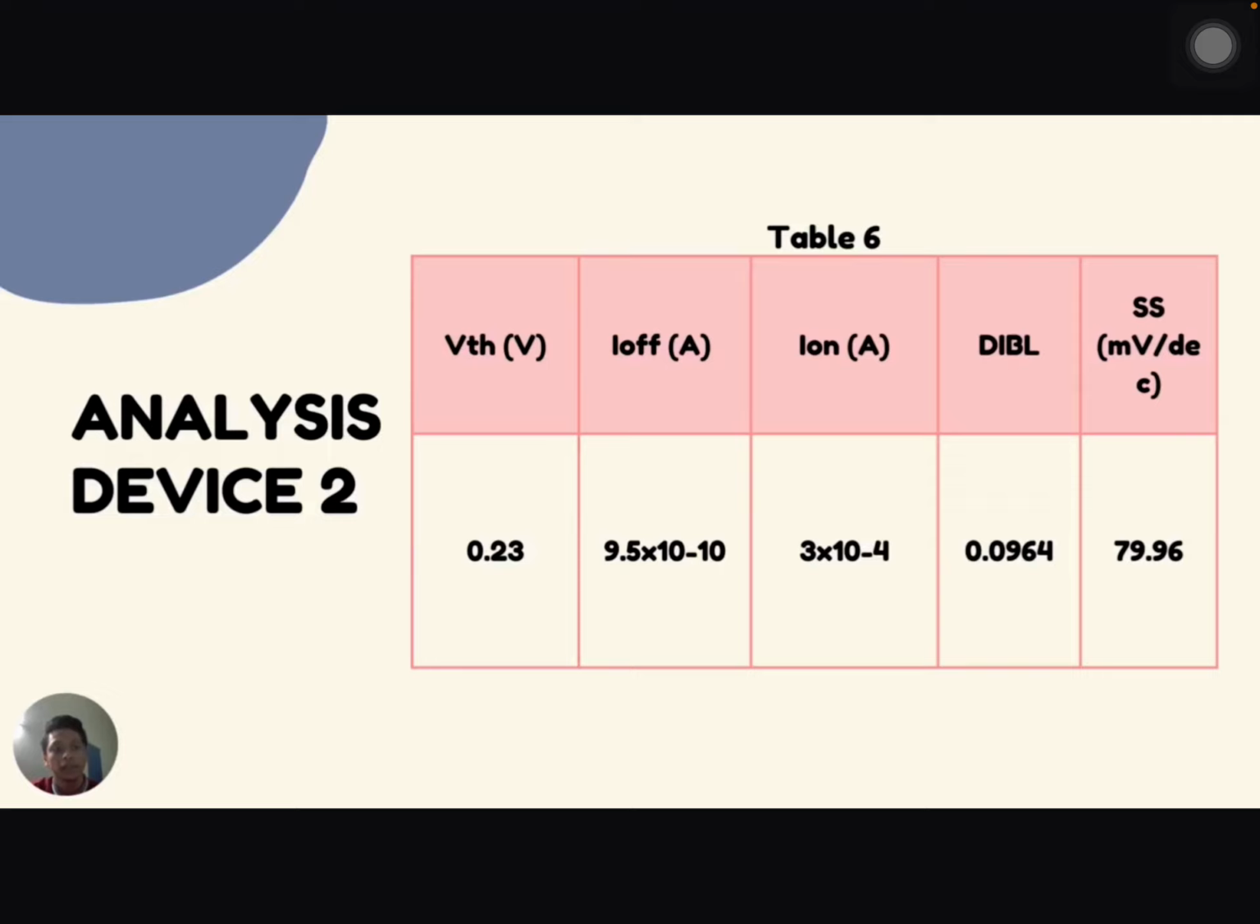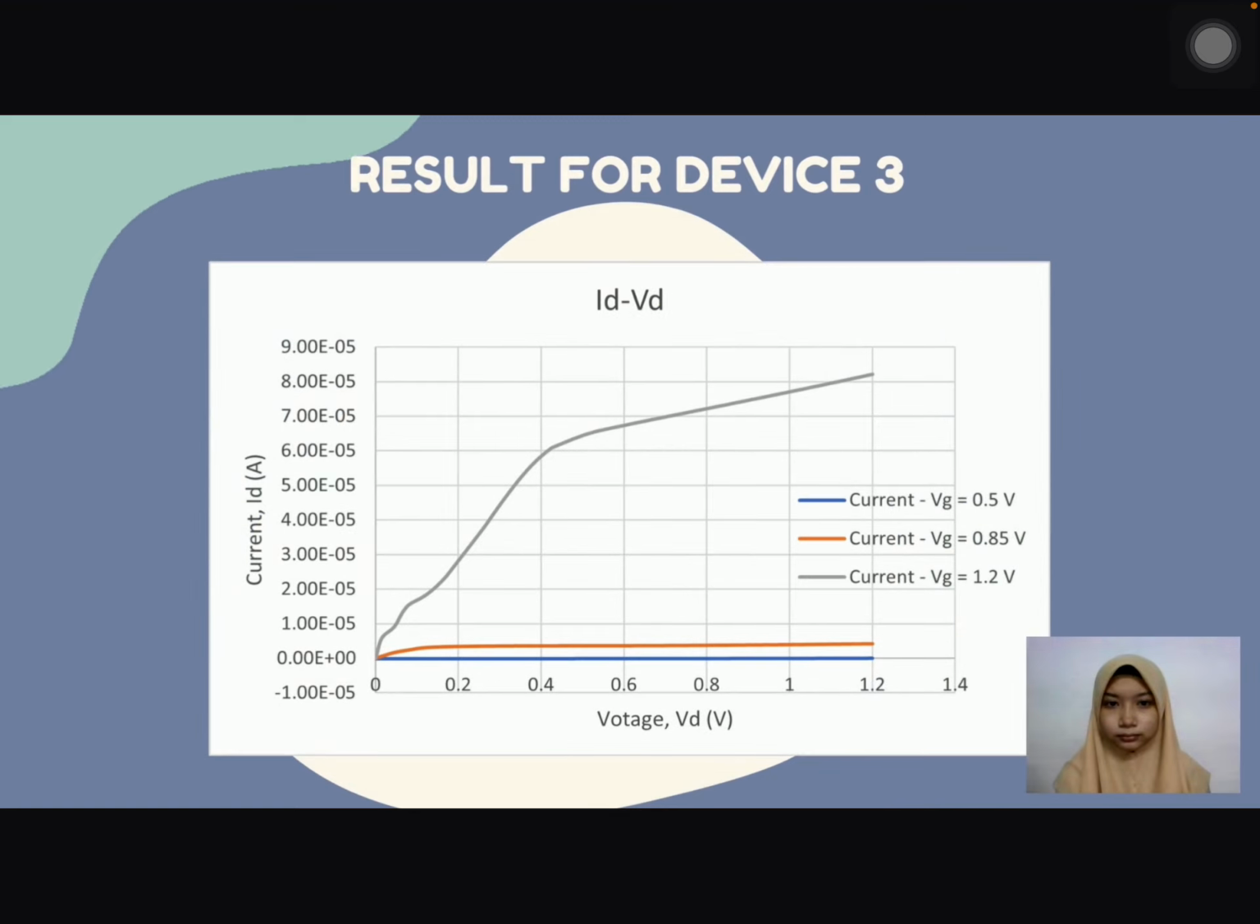So for the analysis of device 2, we get a VTH value of 0.23 volt, I-off is 9.5 10 to the power negative 10 ampere, I-on is 3 10 to the power negative 4 ampere, the DIBL is 0.0964, and the SS value is 79.96.